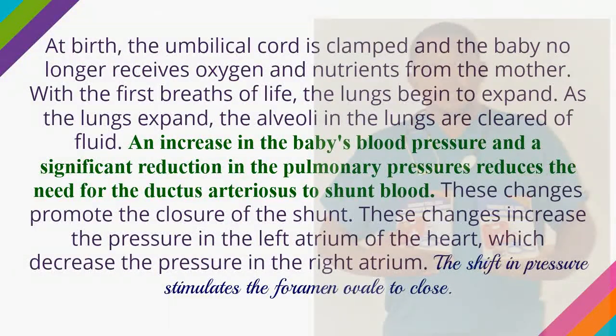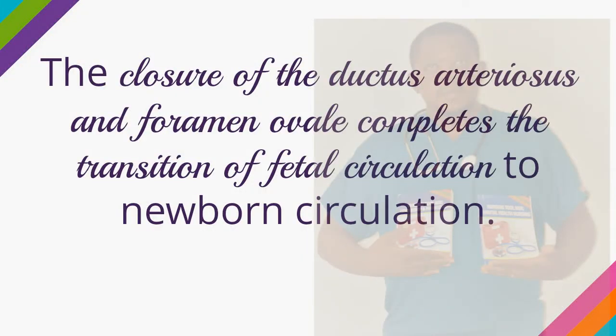These changes increase the pressure in the left atrium of the heart, which decreases the pressure in the right atrium. The shift in pressure stimulates the foramen ovale to close. The closure of the ductus arteriosus and foramen ovale completes the transition of fetal circulation to newborn circulation.